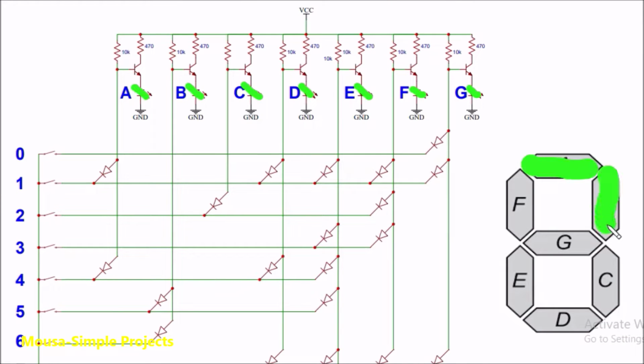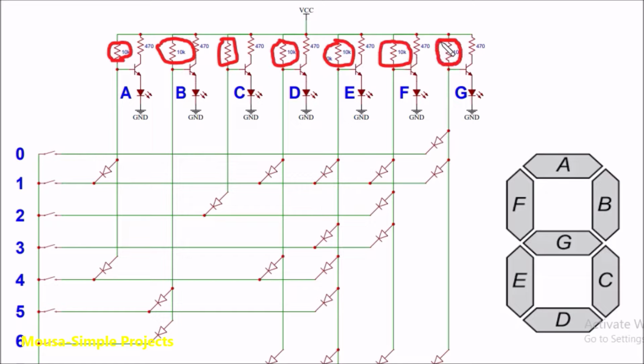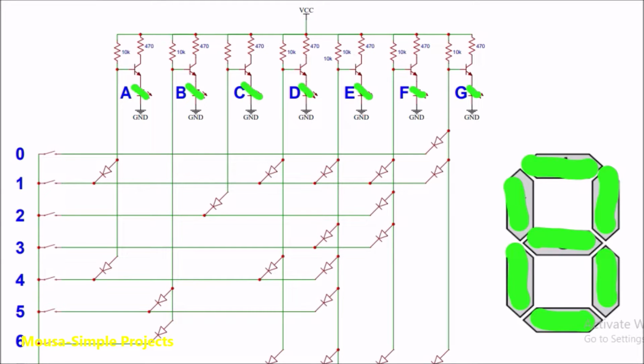At the beginning, when all switches are open, the number 8 appears on the display. That's because the 10K pull-up resistors switched on all transistors at the same time. So the segments from A to G light up together.